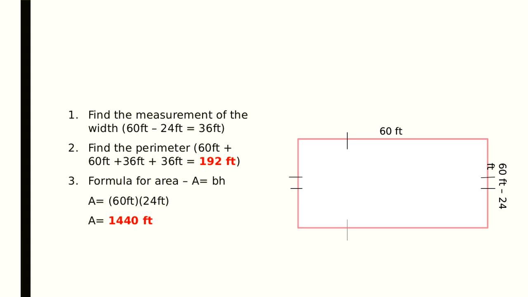So now to find the perimeter, what are we going to do? Going to add up all the sides. So we got 60, 36, 60, 36. Which is going to give us 192 feet.